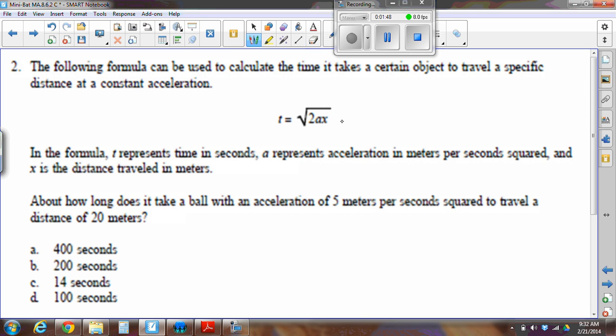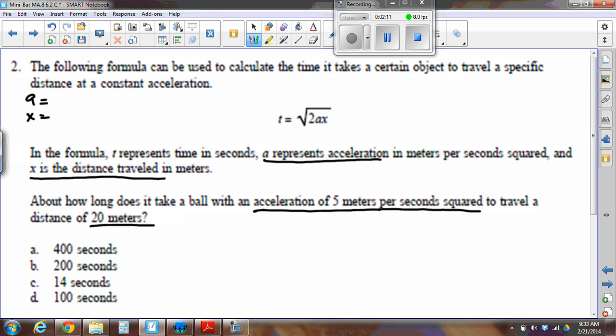Number 2, again, in order to solve this problem, we need A and X. So A is equal to acceleration. A represents acceleration, and X is the distance traveled. So when I look for the acceleration, I see acceleration is 5 meters per second squared, and the distance is 20 meters. So A is going to be 5, and X is going to be 20. When I write up my problem, I have the square root of 2ax, and again, writing it out for accuracy's sake.